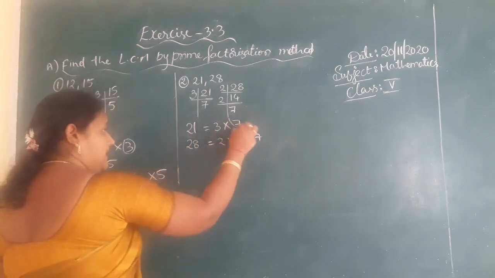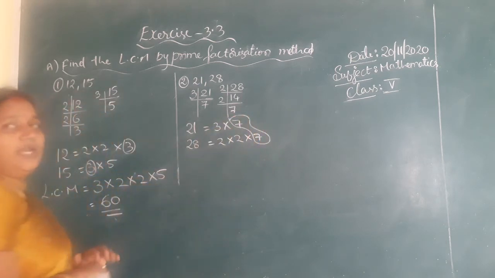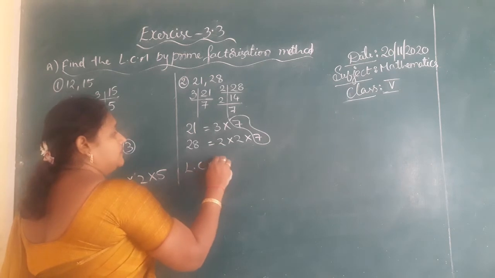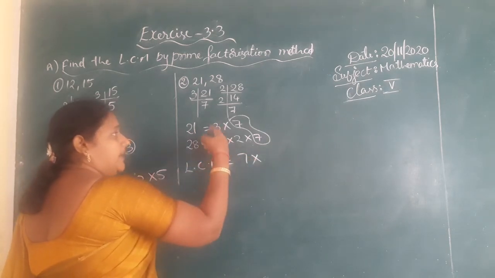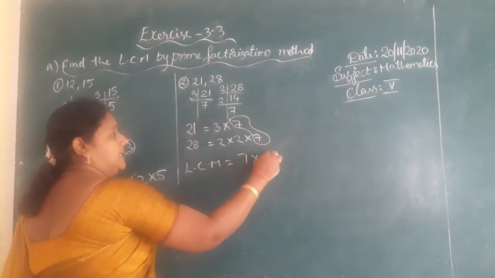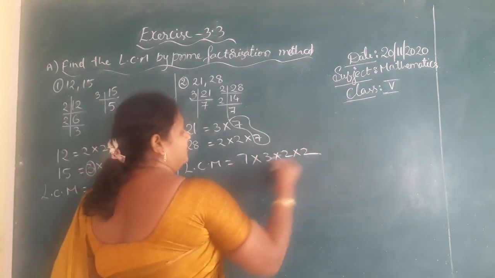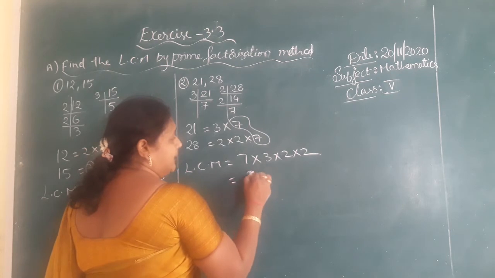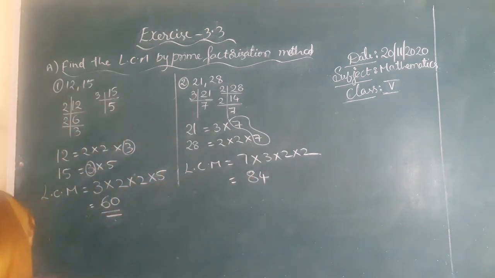So which are common in these two? 7 is common. So you have to write only one time that 7. Yes? LCM equal to 7 into the remaining numbers in both the factors: 3 into 2 into 2. So it's nothing but 7 3s are 21, 21 4s are 84. Okay, see the third one.